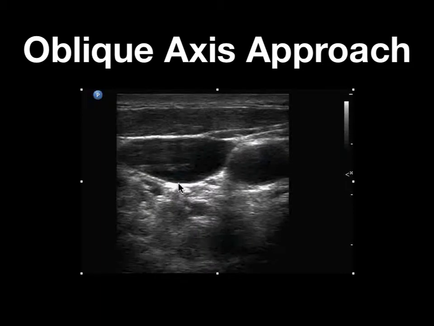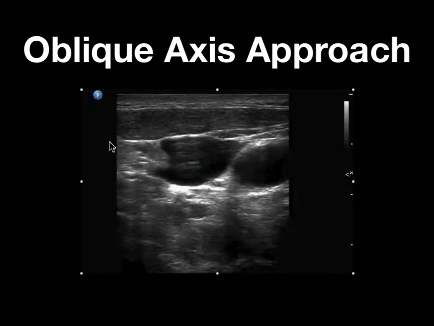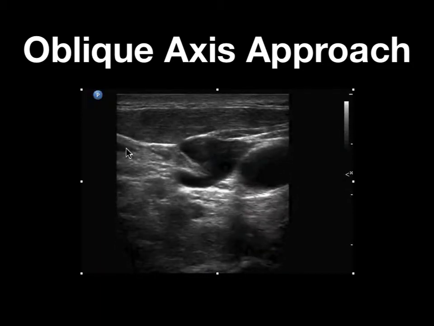Here's a video I showed you before. This is an example of an oblique axis in-plane technique, because here you're seeing the needle in its entirety. We had entered in the middle of the short face of the transducer. From a technical standpoint, this was probably not the best approach because, again, this needle is in line with the common carotid artery, which is not ideal.